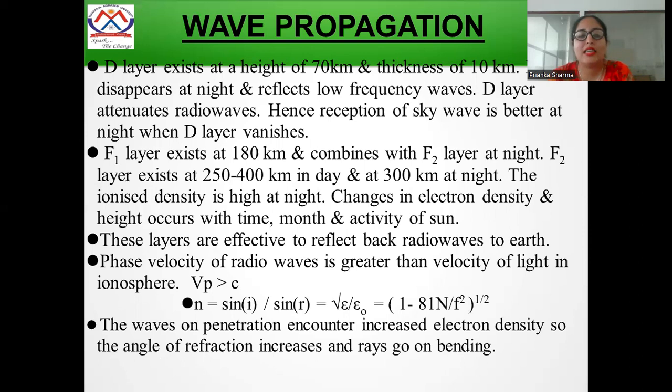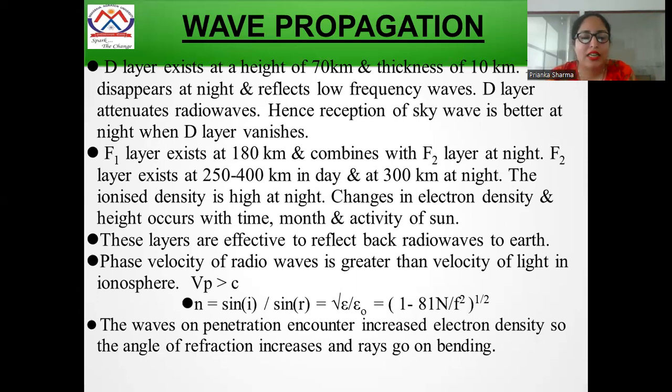The ionized density is very high at night. Changes in electron density and height occur with time, month, and activity of the sun. These layers are effective to reflect back radio waves to the Earth's surface. The phase velocity of radio waves is greater than the velocity of light in the ionosphere. That is, Vp is very, very greater than c.